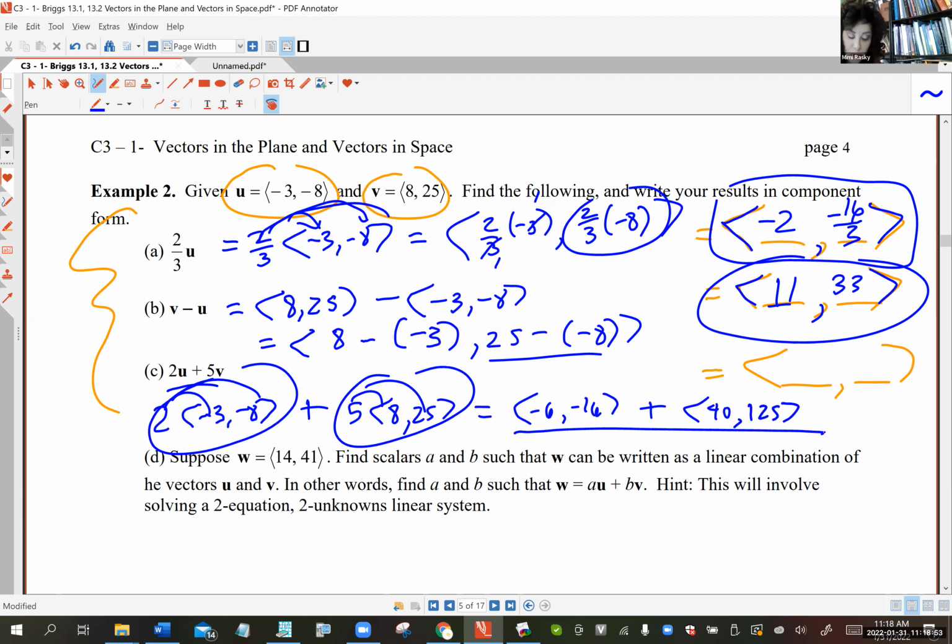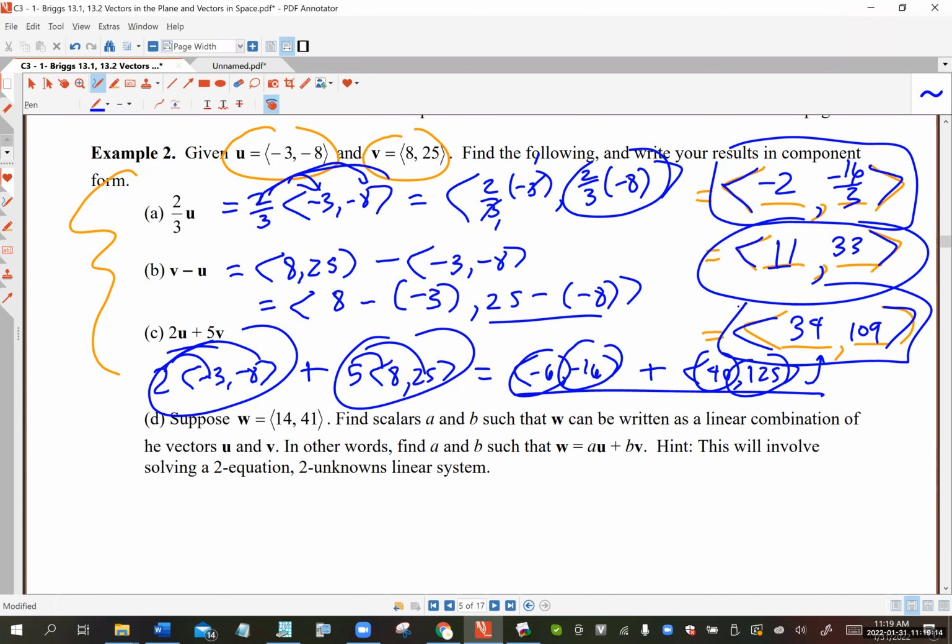And then you're going to add those two vectors together. So -6 plus 40 is 34. And -16 plus 125 is 109. Final answer, the vector with components 34 and 109. Everybody get that? Okay. Any questions so far?